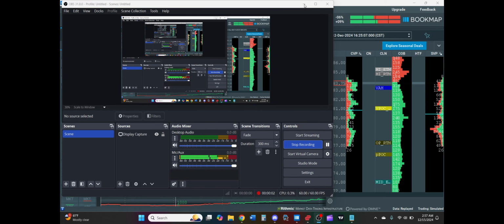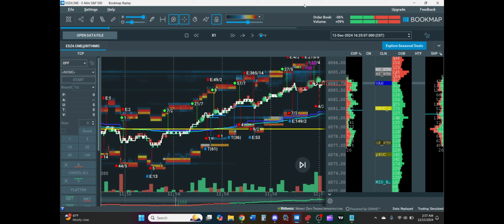Good morning, fellow ES traders. This weekend deep dive, I want to title it Looking Left. And I want to talk about volume profile and how important it is, different strategies that you can implement. So this is Bookmap.